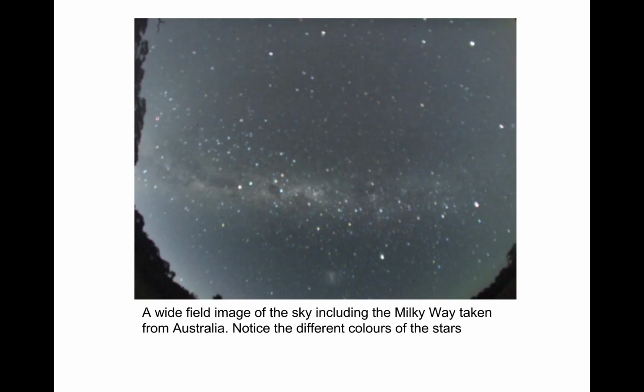So here's a wide field image of the night sky, including the Milky Way, obviously, because we're in the Milky Way. Taken from Australia. What you can see is that there are lots of different colours of different stars. So you've got blue in there, you can see some red, orange, a hint of white maybe. You can see some chromatic aberration on some of the images. So, right, let's see what it all means.